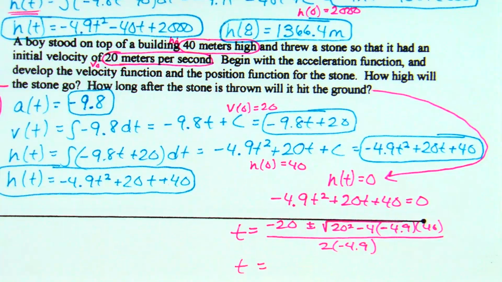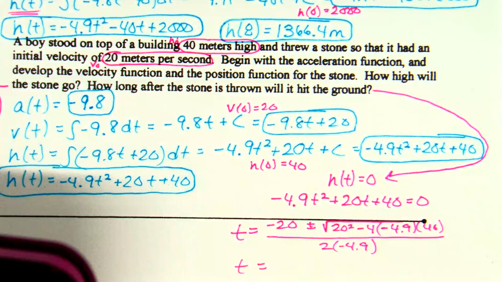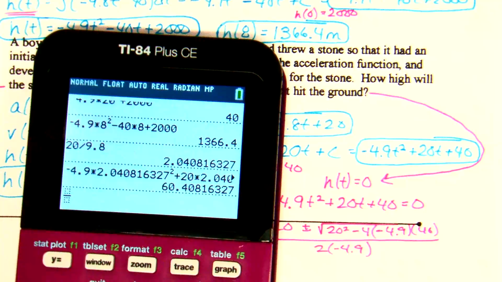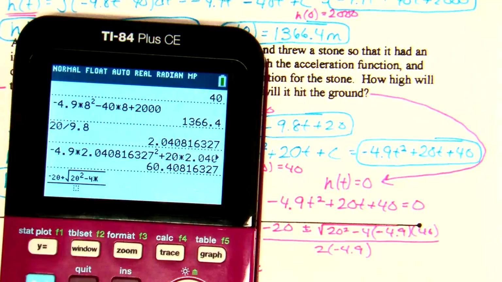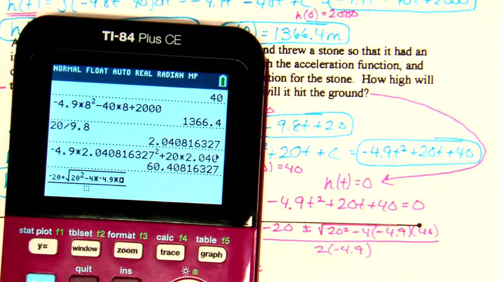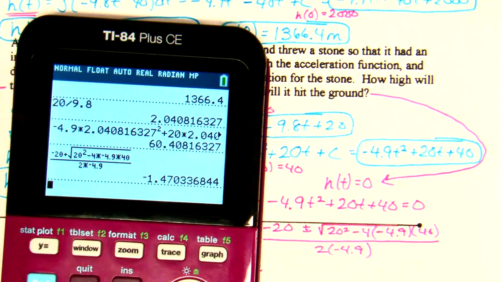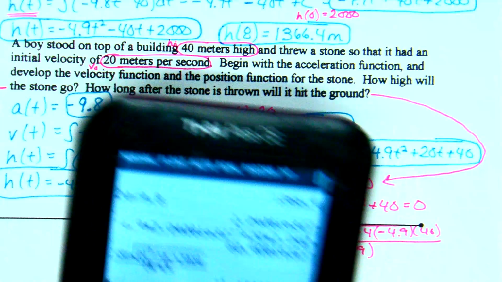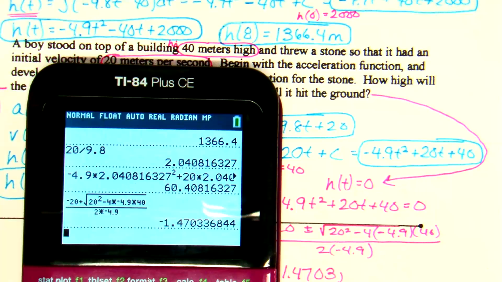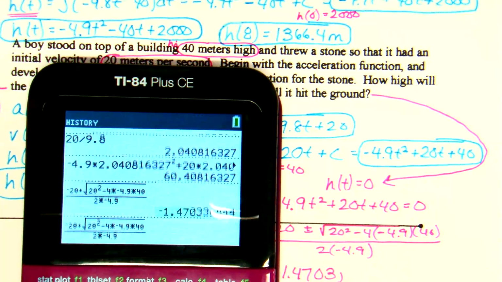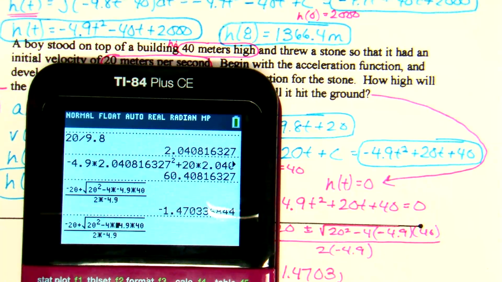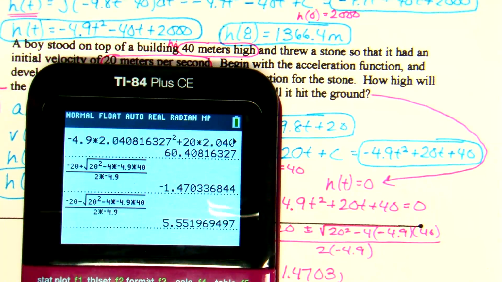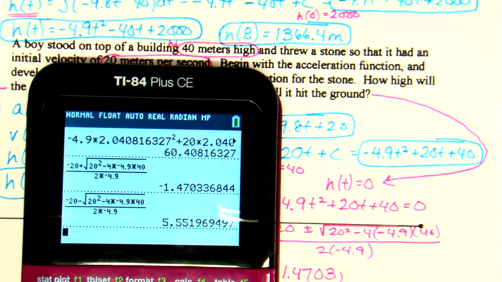And again, calculator is going to do the work. So if I do a fraction bar, I can really just type this all in at once. Negative 20 plus the square root, 20 squared minus 4 times negative 4.9 times 40, all over 2 times negative 4.9. I get one answer of negative 1.4703. And then, because I don't want to retype that all, I'm going to go up and copy it, and arrow over into my problem. All that I really need to change is that plus to a minus. 5.5520.